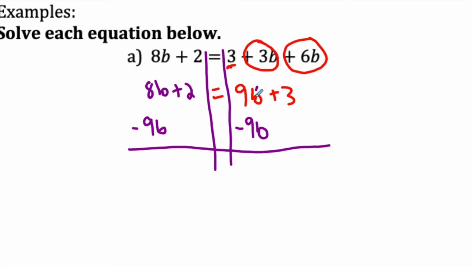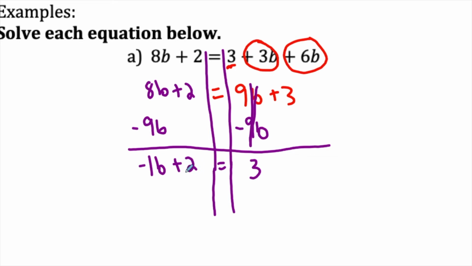9b minus 9b is 0b, so they are gone. Over here on the left side, 8b minus 9b is a negative 1b, which you could just write negative b if you wanted to. And then let's bring down the rest of this. Plus 2 equals, right-hand side, I'm just left with a positive 3. I'm going to keep these train tracks going. In case you guys are liking this, it does help to separate the left-hand side of the equation from the right-hand side.